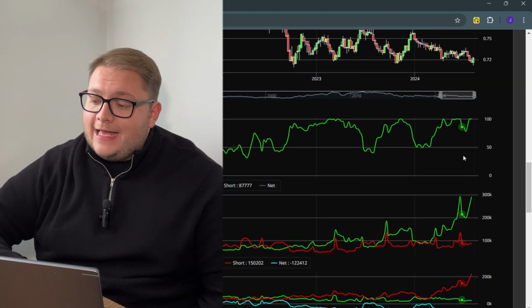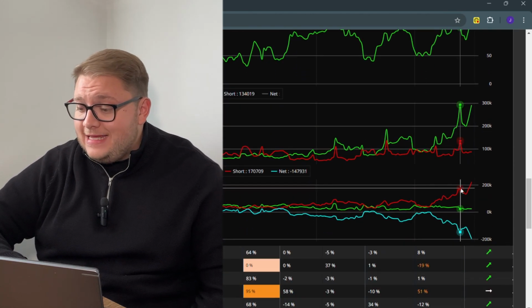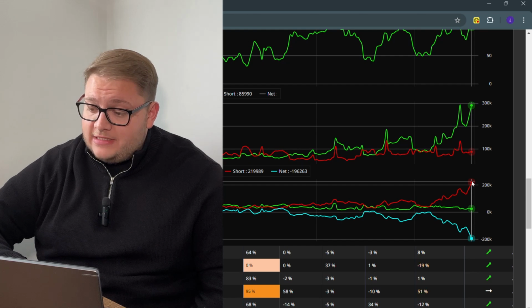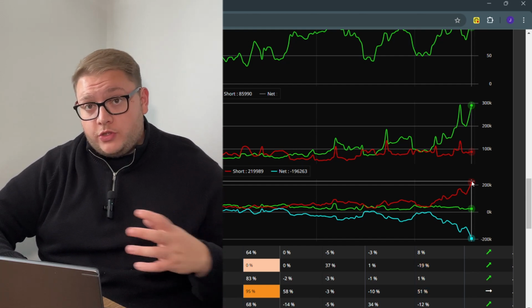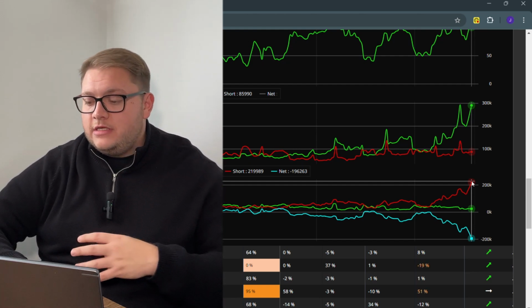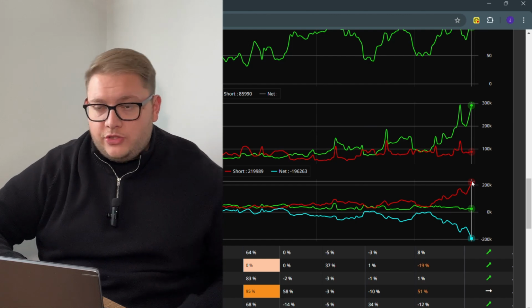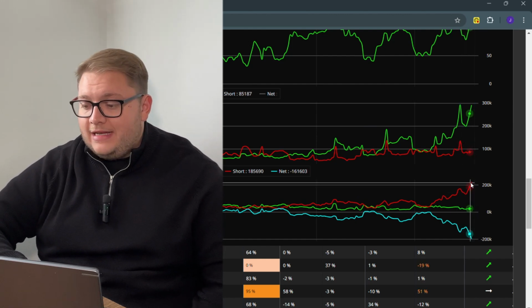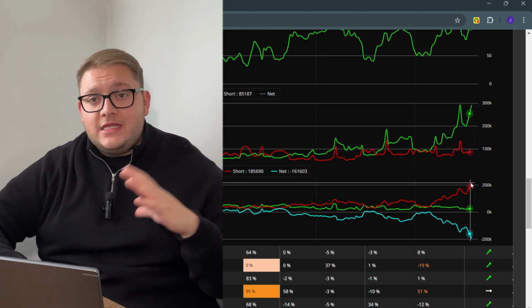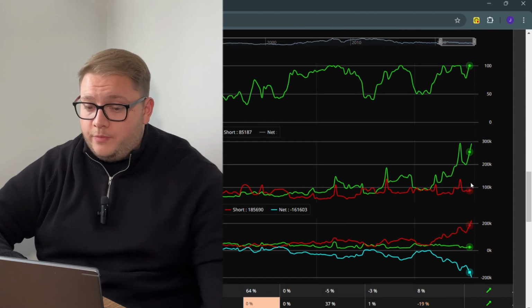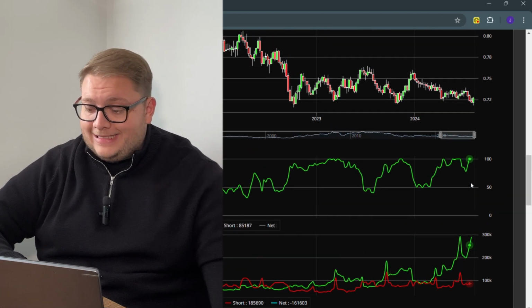in US dollar CAD. And we can see here the difference now is that the non-commercials, the hedge funds, traders, they are aggressively shorting at the moment compared to the last time. So this makes me think that this move could be a potential big one for dollar CAD.